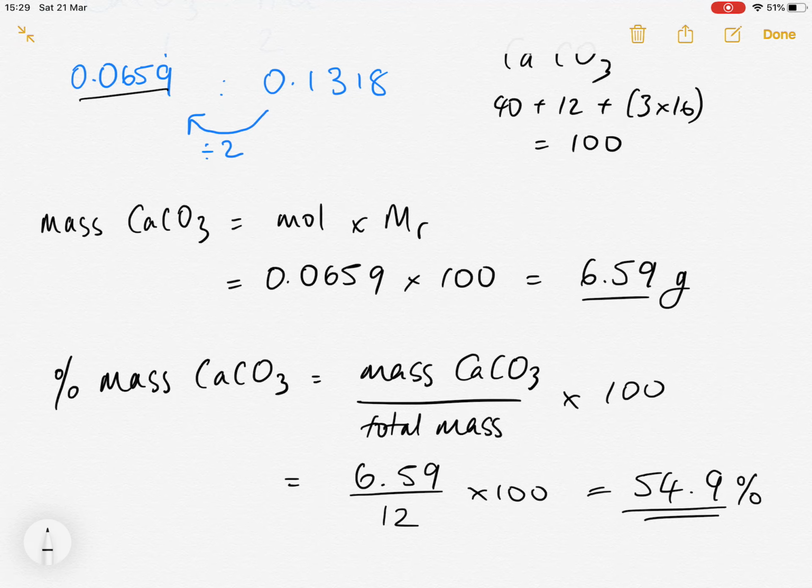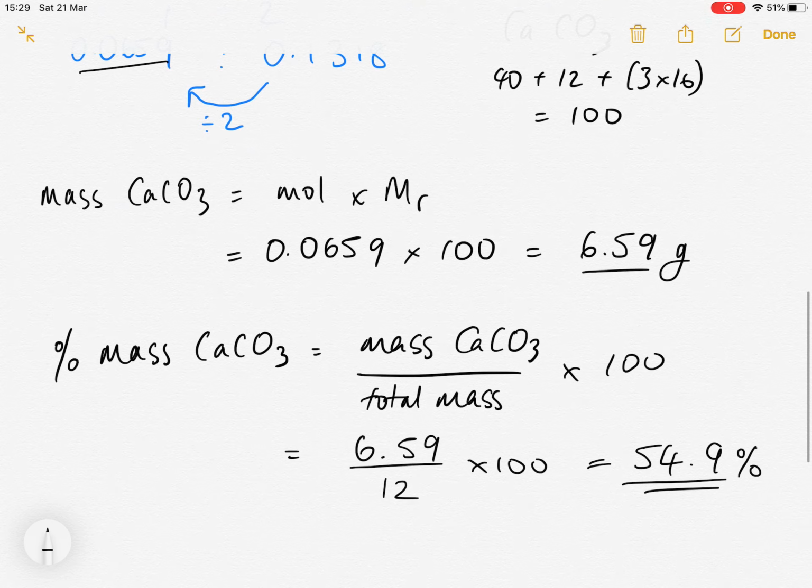54.9%. The mark scheme I think says 55.0, but within the worlds of rounding and the Mr perhaps not having the right decimal places, that will absolutely do.